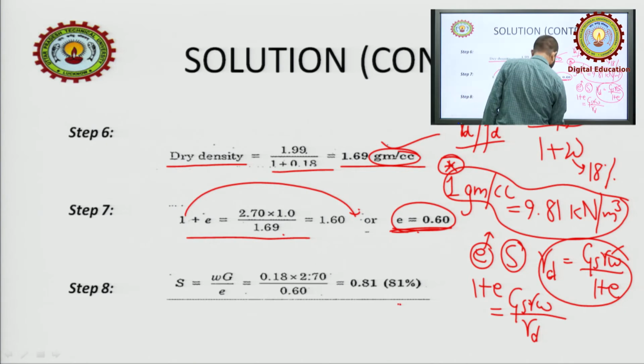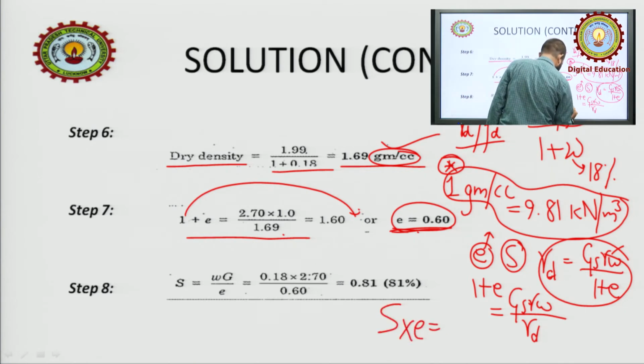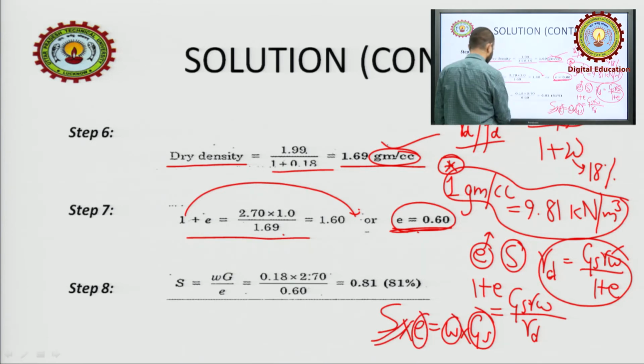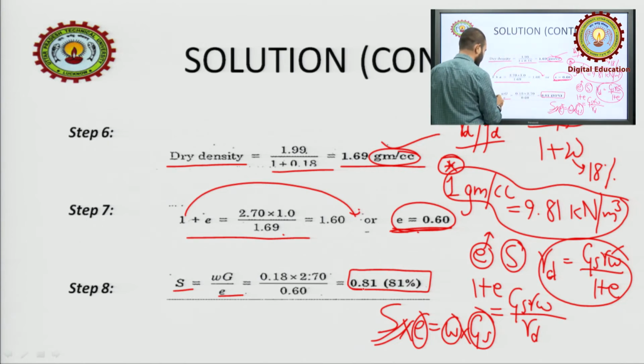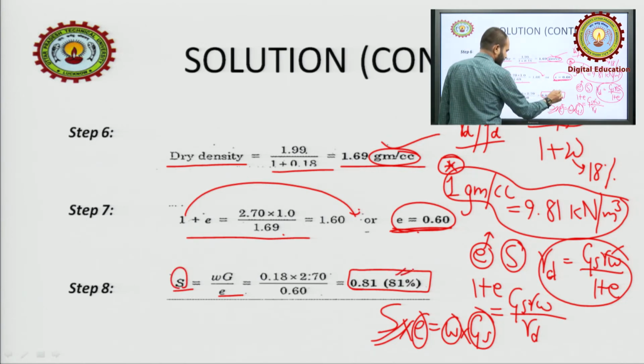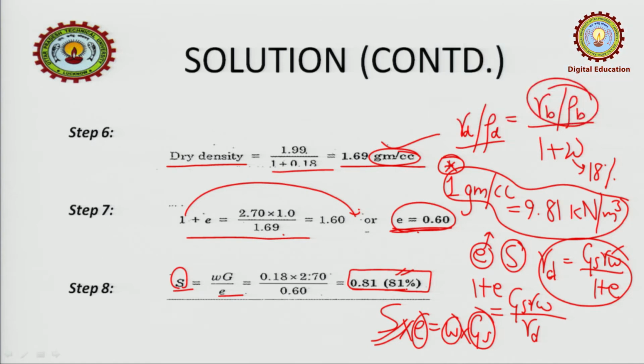Once we get e, you remember the formula: S into e is equal to W into Gs. Now we know this, we know this, we know this, so this can be easily calculated. The same formula is being used here. So we get, remember, degree of saturation is generally reported in percentage, so it is 81%. So this was your first question.